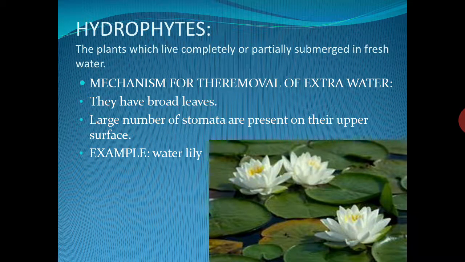It is an aquatic plant which is submerged in fresh water. It has large leaves and more stomata are present on the upper surface. In other leaves, stomata are present mostly on the lower surface, but in hydrophytes, stomata will be present on the upper surface.